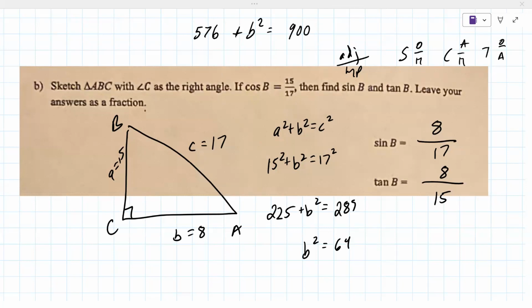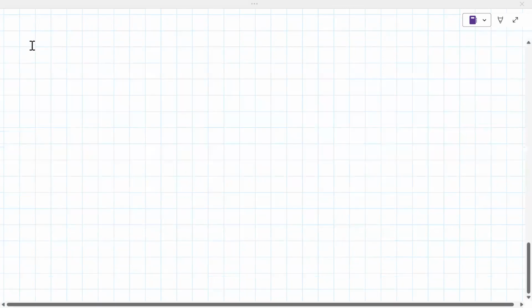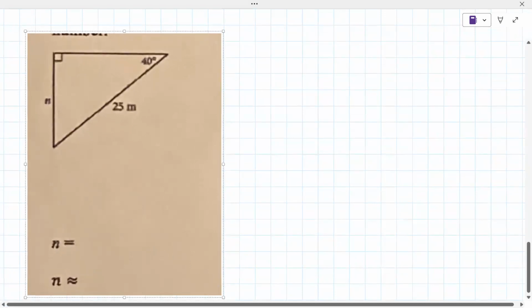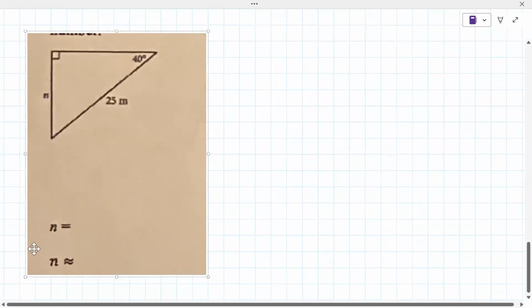Understood. This is all covered again in your Algebra 2 trig class, but I'm not sure why they're making it part of the diagnostic. They want you just to find side n, and what they're trying to show you here is that there's both an exact and an approximate answer.